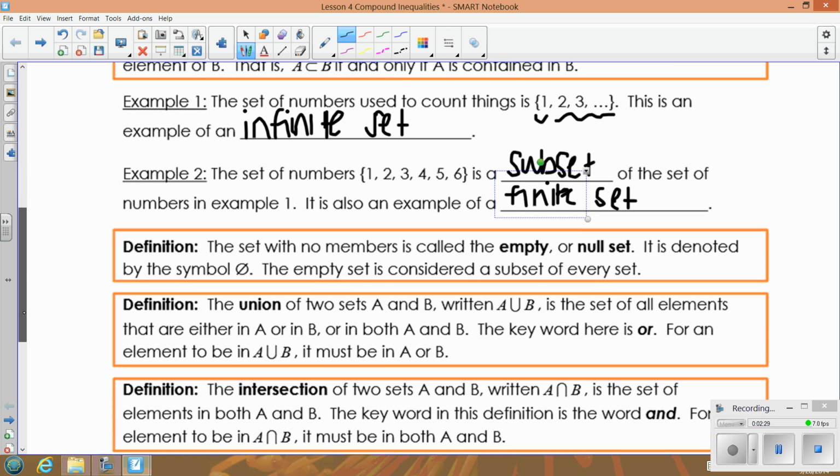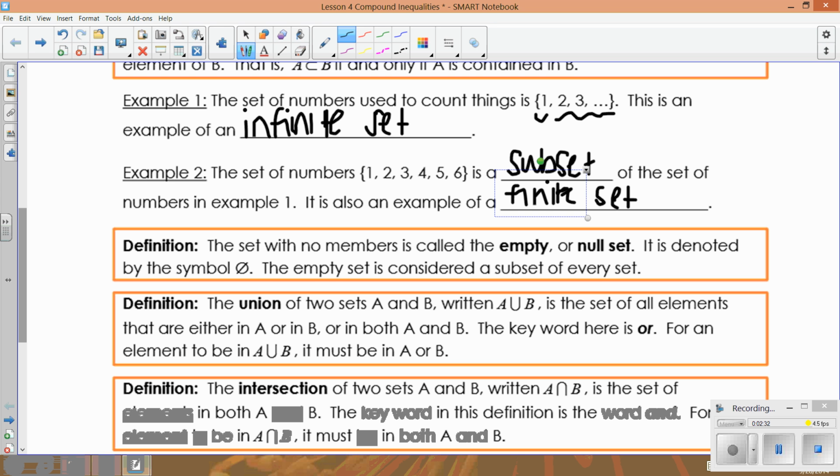Some other definitions. The set with no members is called the empty or the null set, and we use basically like a 0 with a line through it to represent that there's nothing in it. The empty set is considered a subset of every set, though, because every set has a subset of nothing.